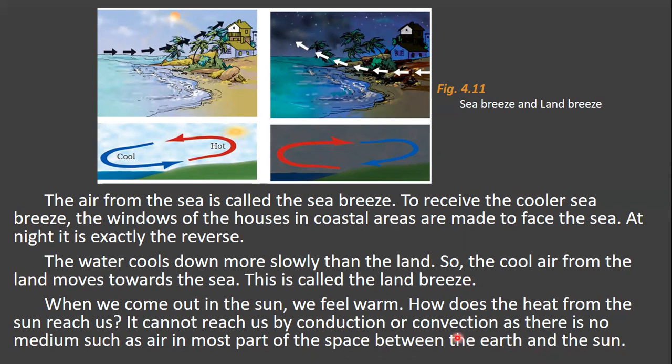See children, the heat which we get from the sun is not because of conduction or convection, as there is no medium such as the air in most part of the space between the earth and the sun.